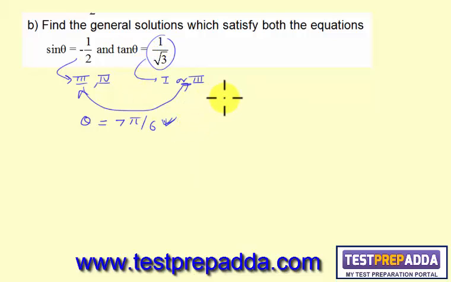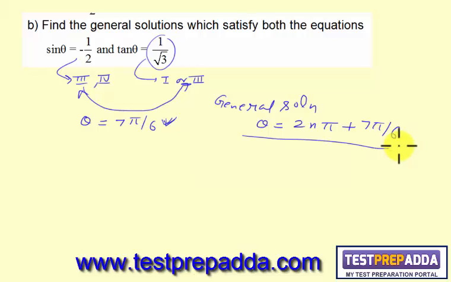That is why the general solution here can be written as 2n pi plus 7 pi by 6. Got it? Now I'll take similar type of question again. Third question here.